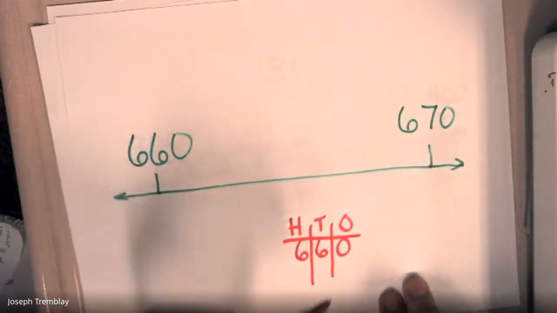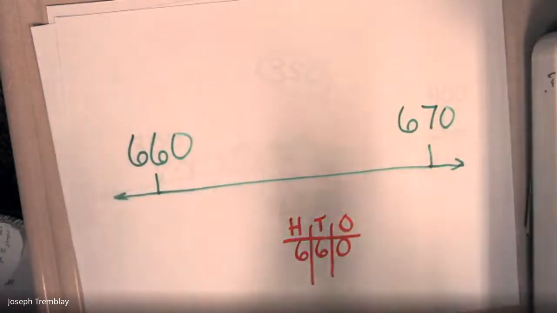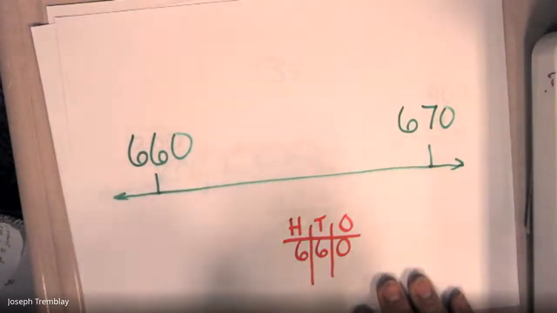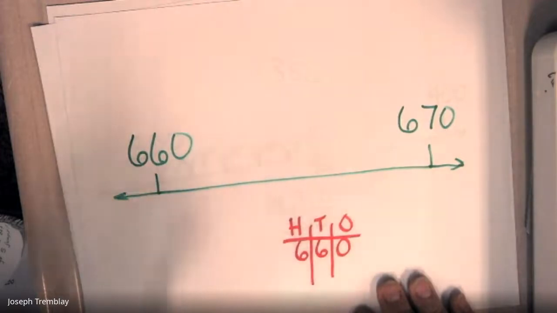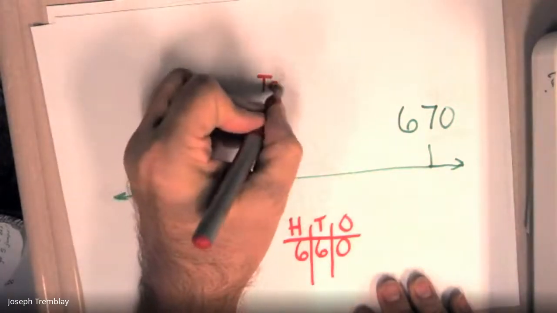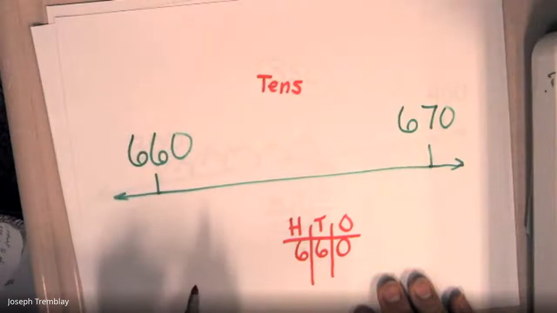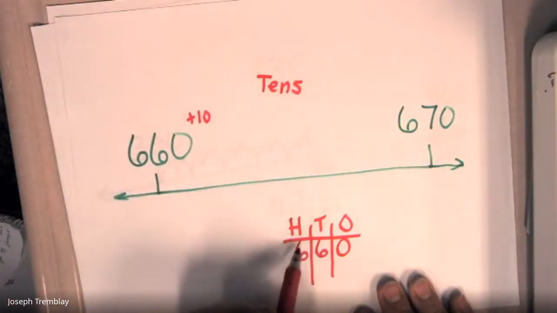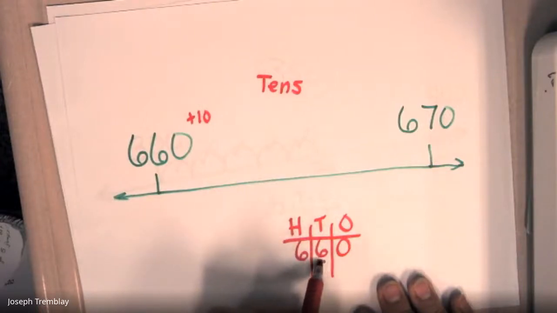Now remember, what did we add? We added 10. So we're not using the hundreds place. We're using the tens this time because we only added 10. So I come over and I look at the tens column.